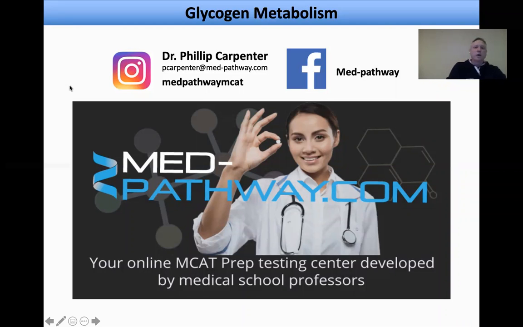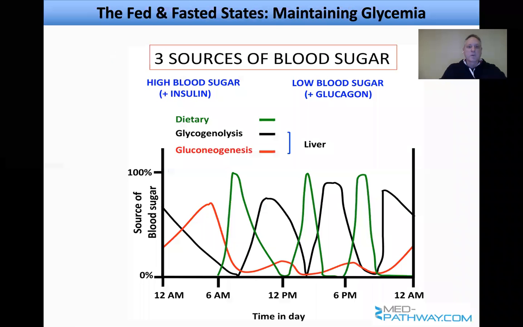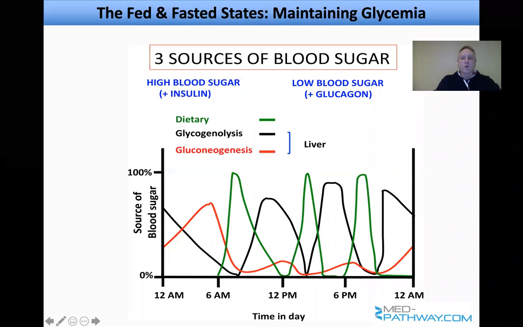Hello, everybody. We're going to look at glycogen metabolism today. We're looking at the synthesis and degradation. And so we've talked about maintaining glycemia, how it's really important that you want to be euglycemic. You don't want to be hyperglycemic. That could be diabetes. You don't want to be hypoglycemic because that can cause a lot of problems too.